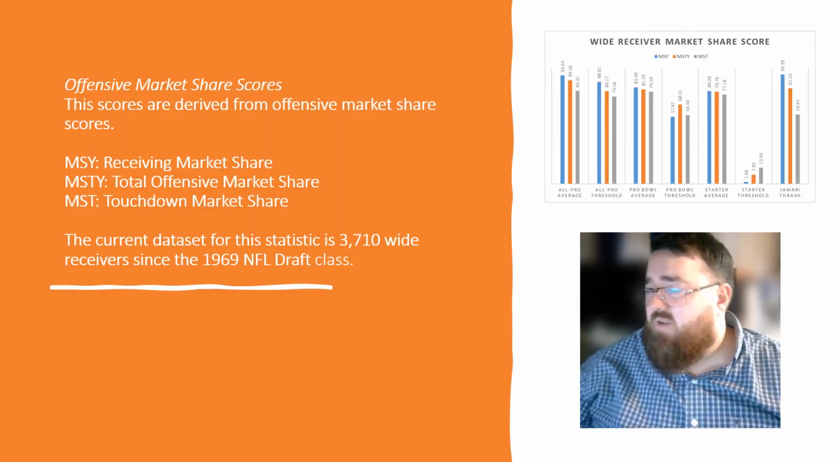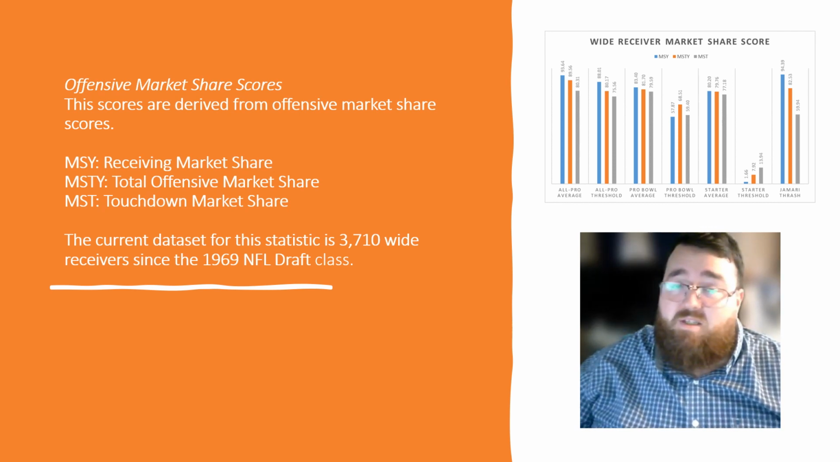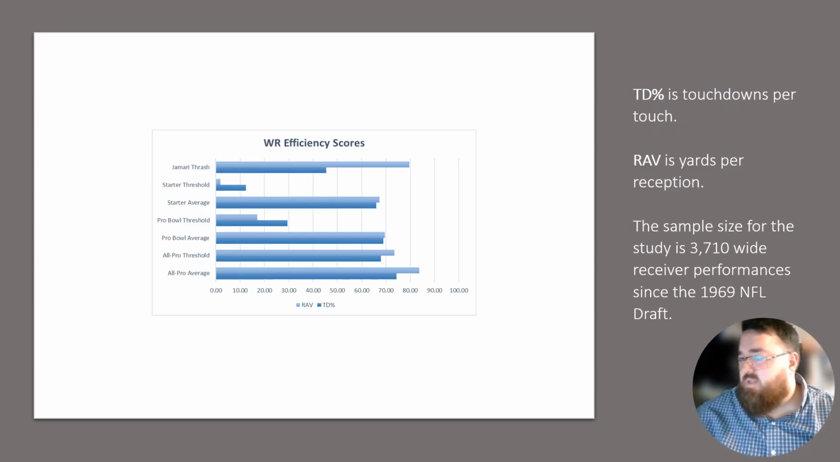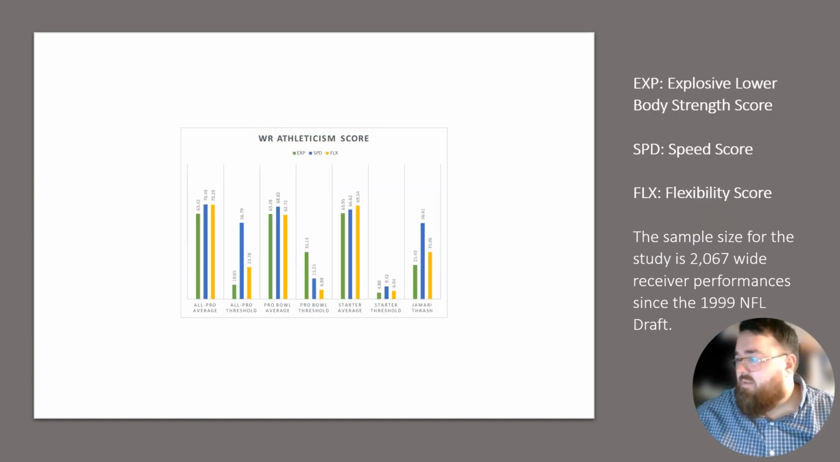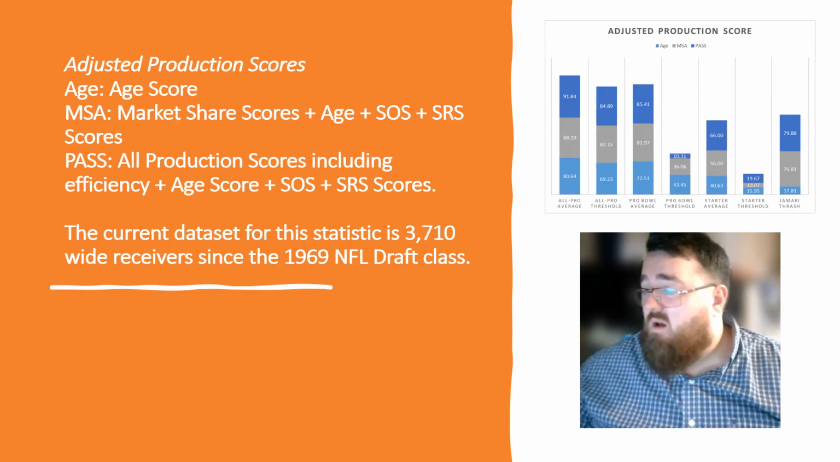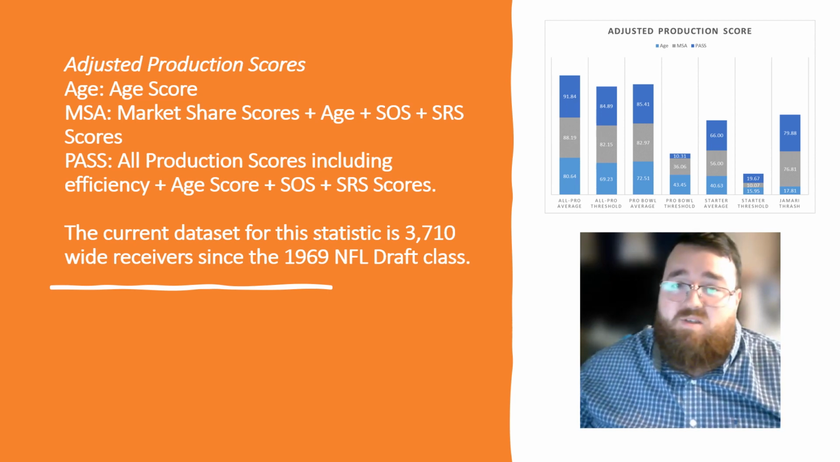Based on his production traits, why he's a C is he does have a 90 percentile receiving market share production score with above average total offensive market share and above average touchdown market share. Those are good numbers to have. Efficiency wise, he did have really good yards per reception, but didn't quite have the best in terms of TD percentage at the position. Athleticism wise, he has above average speed, but below average explosiveness and below average flexibility. And his overall age drops his profile down significantly, but he is within the starter averages.